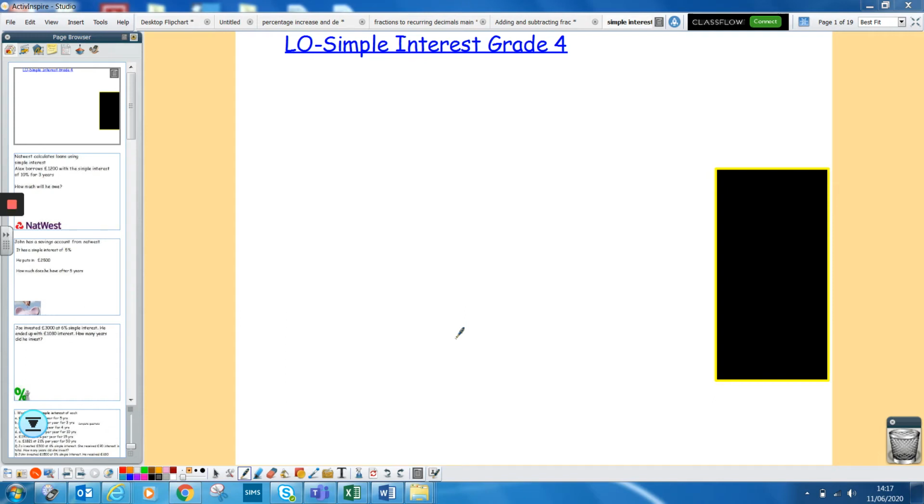Today we're going to be looking at simple interest. There's two different types of interest that you can get on a GCSE. One is simple interest, one is compound interest. So we're going to start off with simple interest today, and the only way I've got students to remember the difference is: simple is simple, compound is complicated.